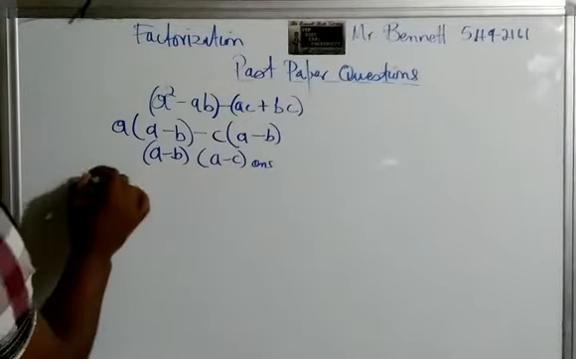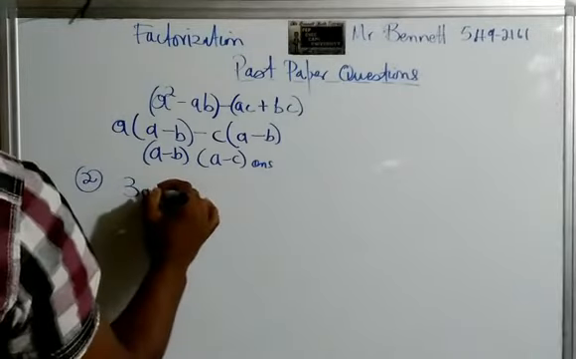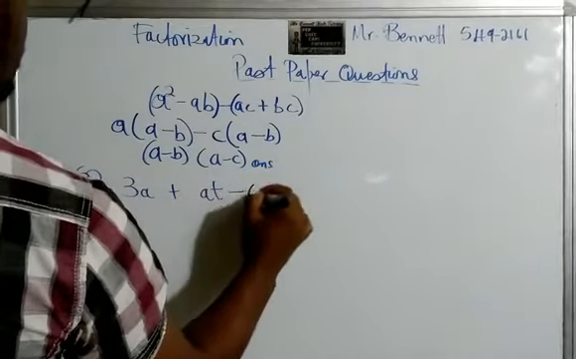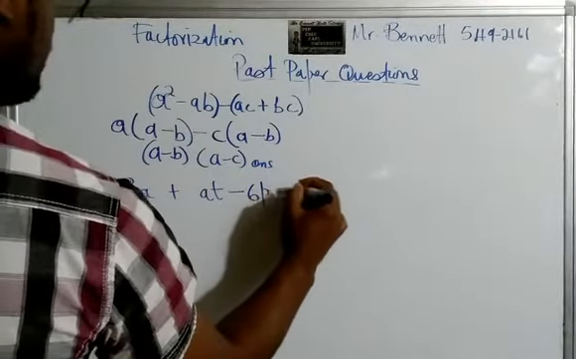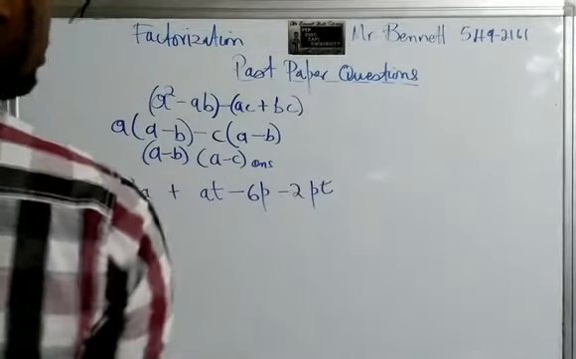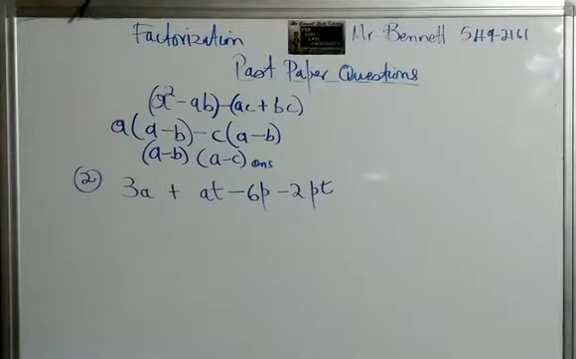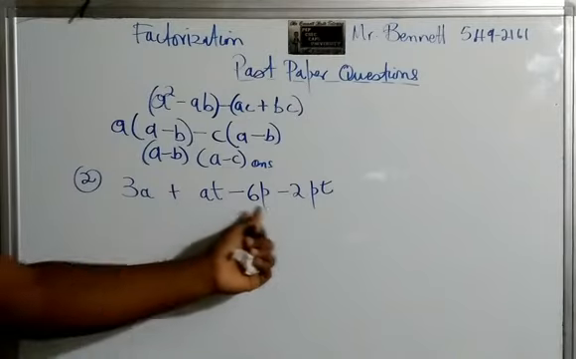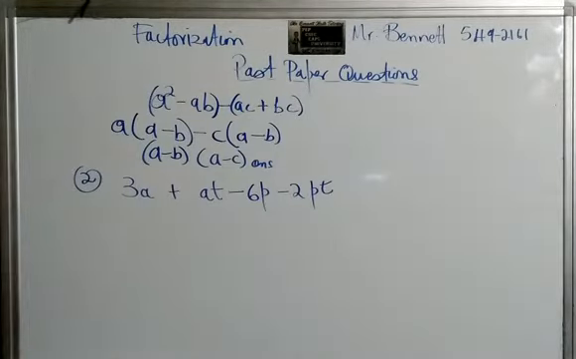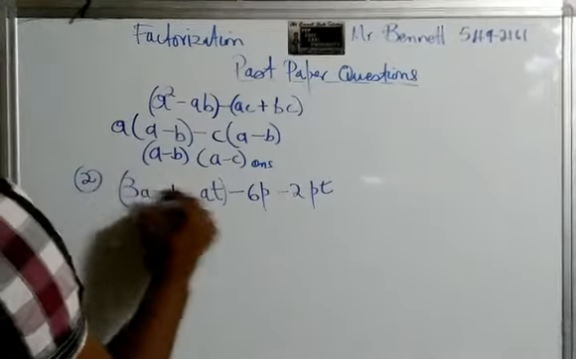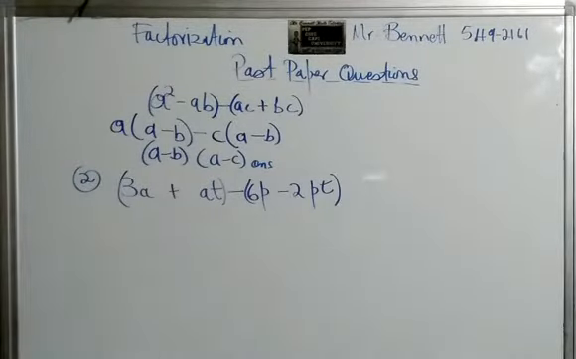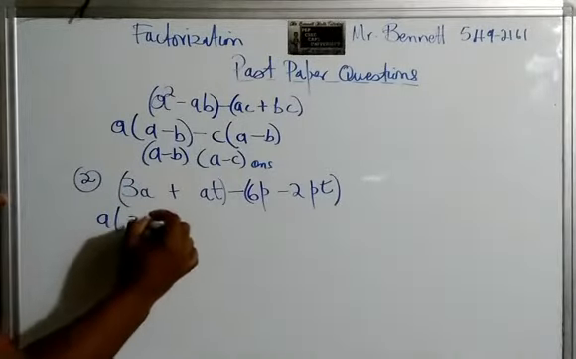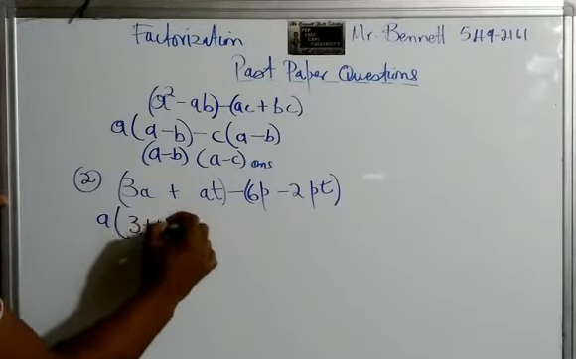This one says 3A plus AT minus 6P minus 2PT. I'm just trying to make the T a bit curvy. Now let us look if there's anything common. Right away we see that A is common here and the P is common there. So we don't even have to group them. They are already grouped for us. So let's say CSEC is getting nicer and nicer every year now. Now A is common. A into 3A would leave 3 plus A into that would leave T.